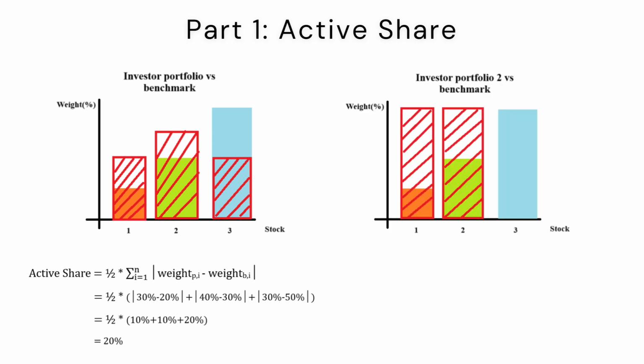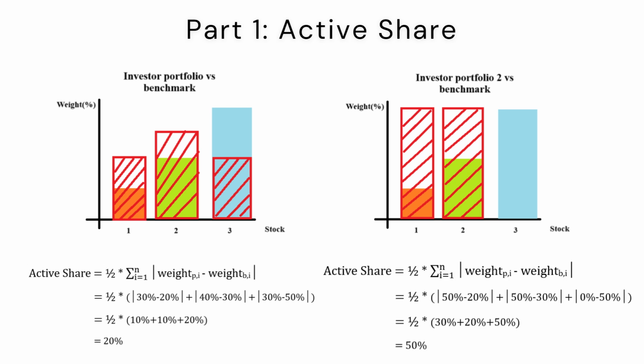In another investor portfolio, there are only 2 shares, so each share has a weight of 50%. In this case, the active share is higher at 50%.